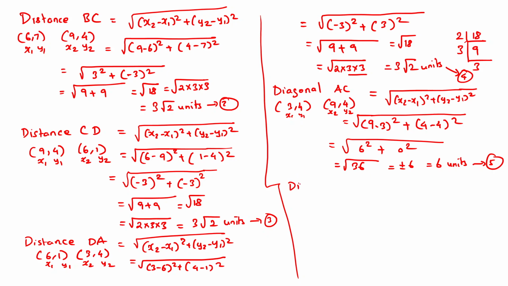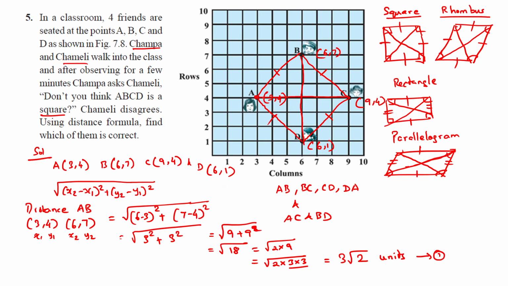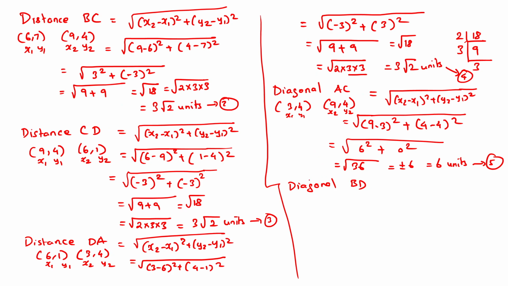Similarly, another diagonal BD. So from the diagram it is very clear. A and C are non-consecutive vertices, and similarly B and D are non-consecutive vertices. So these two form diagonals. Okay. So what are the coordinates of B and D? B is 6 comma 7 and D coordinate is 6 comma 1. So this is x1 y1, this one is x2 y2.